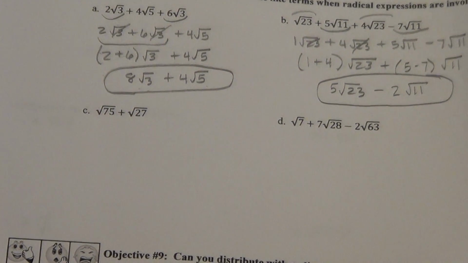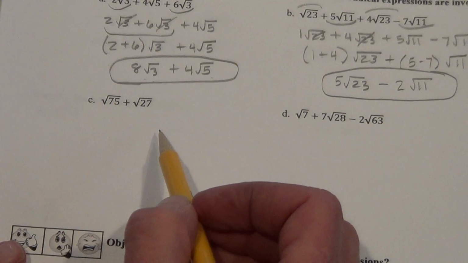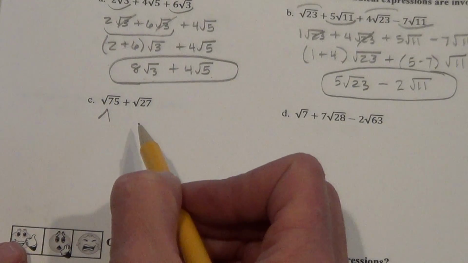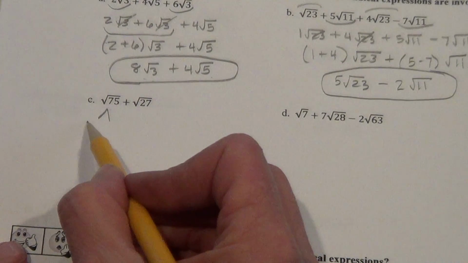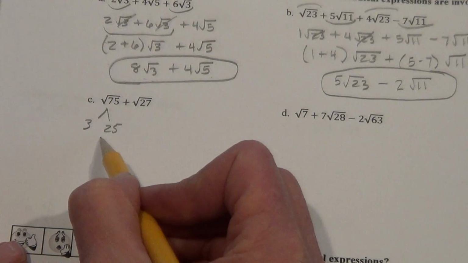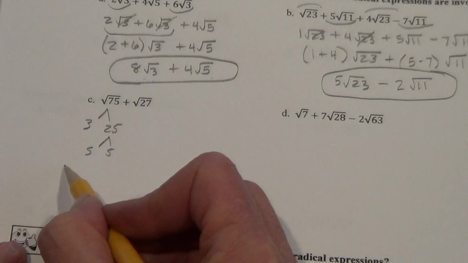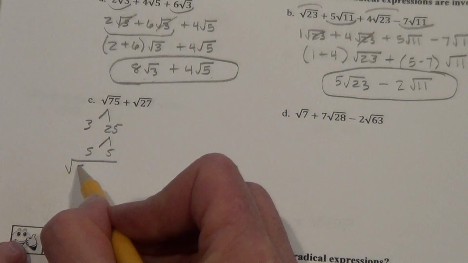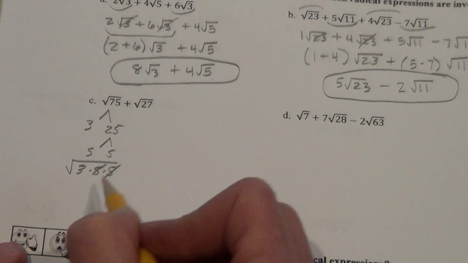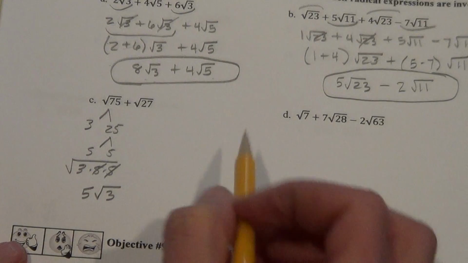Now, it appears as though we could do nothing with this one because they aren't like terms. And I caution you, when it appears that way, make sure that you can't get anything out of prison. When we see that, we factor this down. We've got 3 times 25. And 25 is 5 times 5. So if we look closely at that, we've got a 3 times 5 times 5. Those 5s can get out of prison. So we have 5 radical 3.